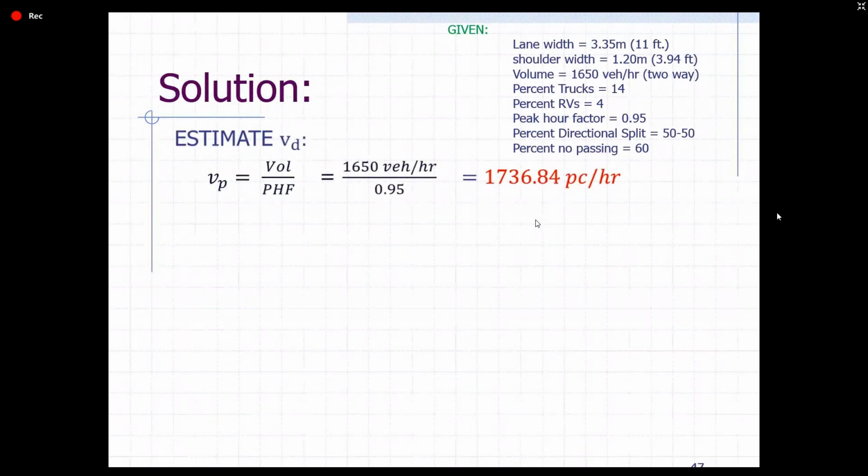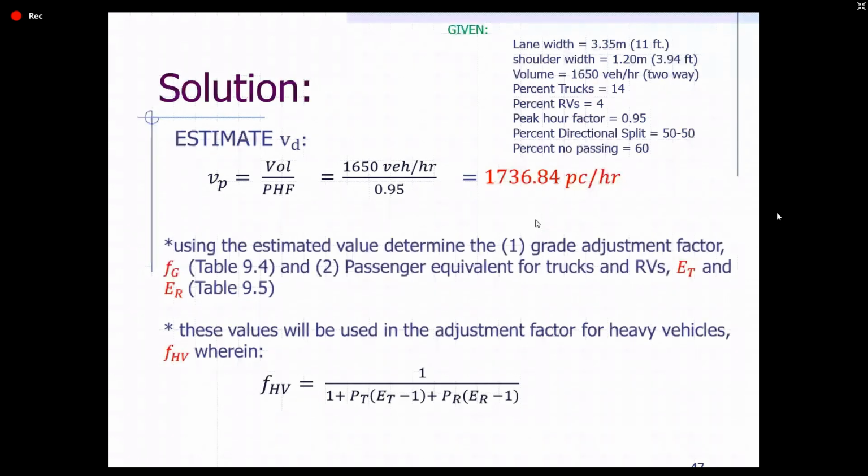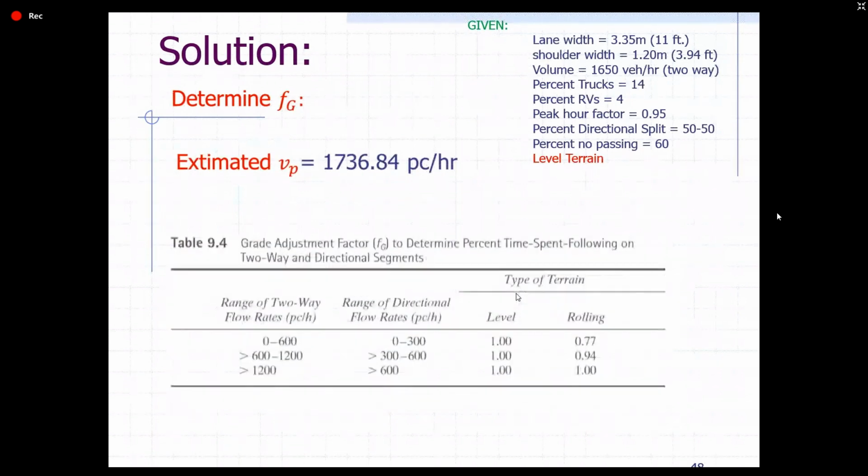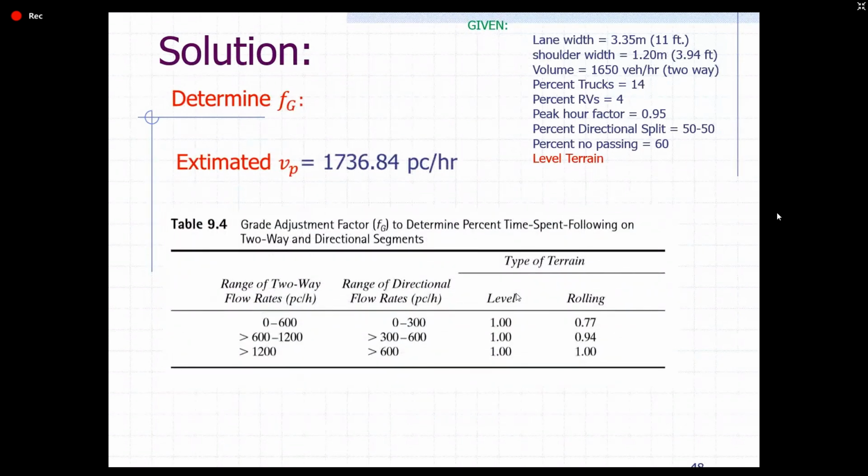So your V sub P is your volume over your factors. So kanina nakuha natin, ito yung sagot natin. So next is kunin natin yung FHV natin, your factor with respect to your heavy vehicle. So your PT and PR is yun yung nandito, 10% and 4. So ang kailangan lang natin is your E sub T and your E sub R. So from here, still we are going to use your table 9.4.